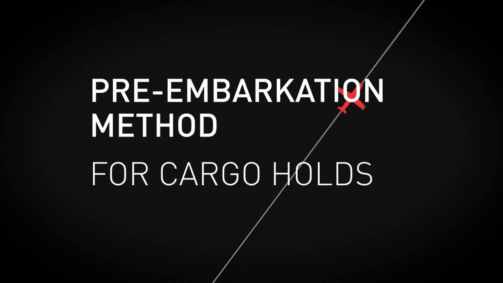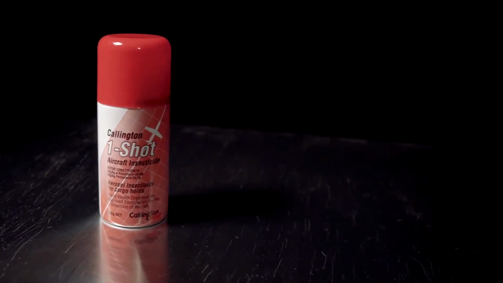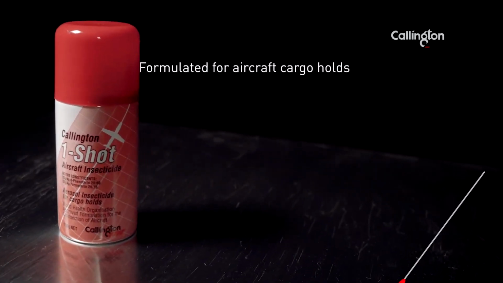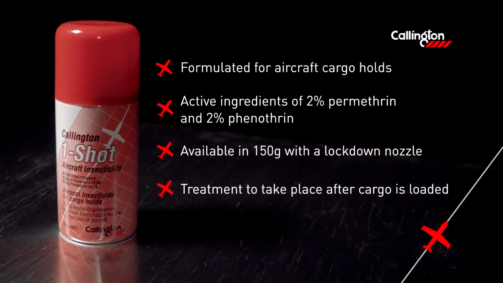In addition to cabin areas, cargo holds will also need to be treated prior to departure. Carlington One Shot is an aerosol insecticide formulated specifically for this section of the aircraft. Treatment here must be carried out after all cargo has been loaded and just before the hold door is closed. Since aerosols may set off smoke alarms, be sure to advise the crew that hold spraying is about to commence.